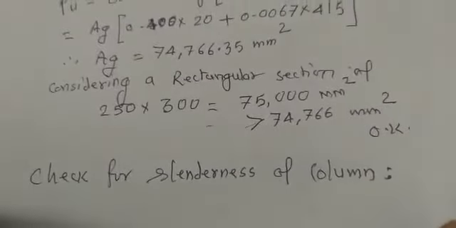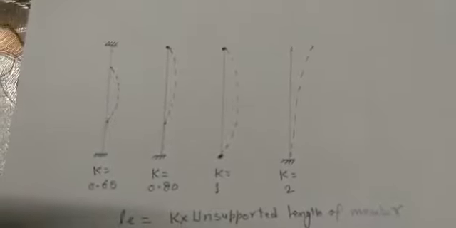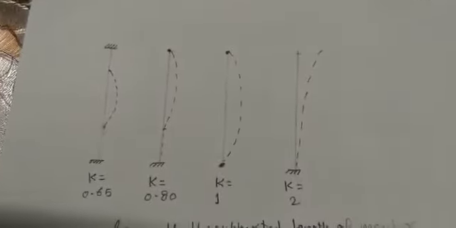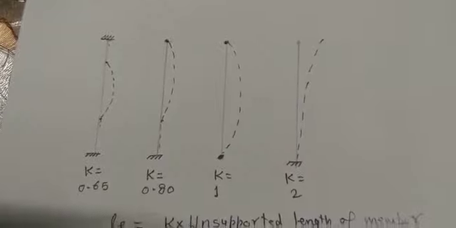Now check for the slenderness of the column. While considering slenderness, first of all we have to see the types of columns. There are generally 6 or 7 types of column end conditions, but here we are confining ourselves to 4 types of end conditions.